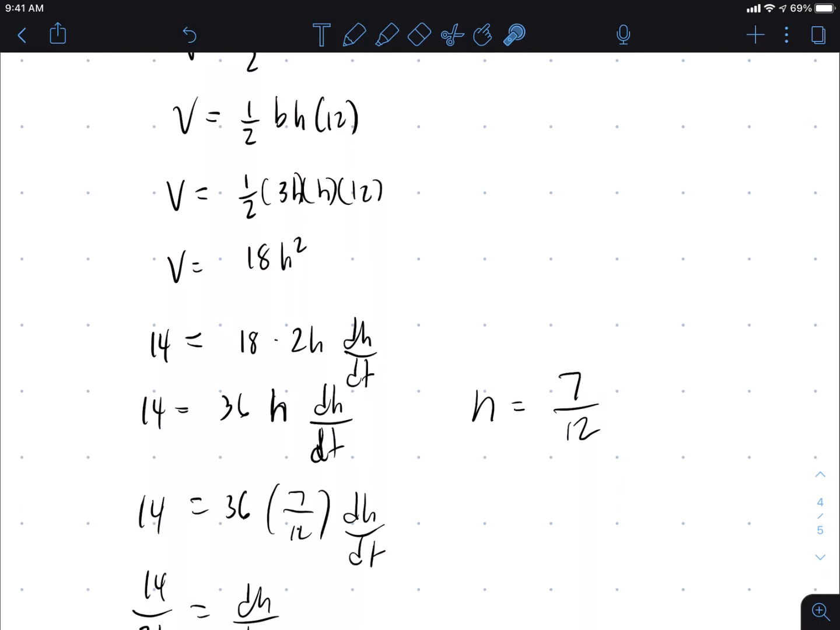Chain rule, implicit differentiation, however you want to call it. It's implicit because we're doing it with respect to time, some unknown variable that we cannot solve for.